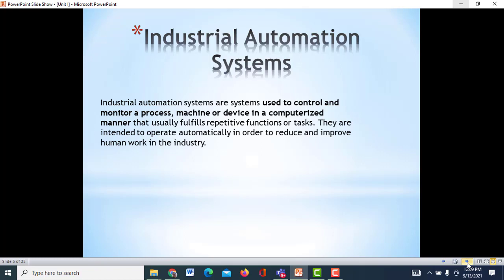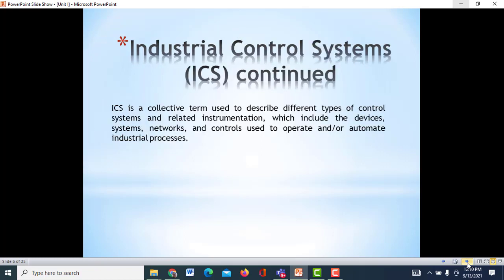Industrial automation system is nothing but a system used to monitor a process or an operation of a machine or a device in a computerized manner. Okay, that is said to be industrial automation systems. It will be doing repetitive tasks according to our requirements. That is said to be industrial automation systems. And let us see what are all the industrial automation systems that are available in the industry.